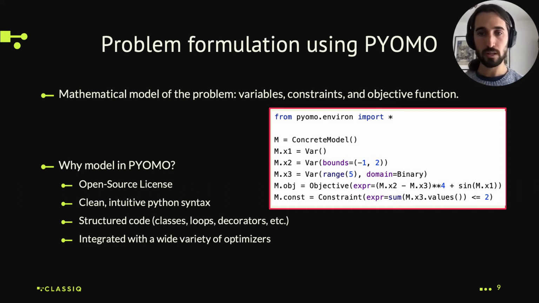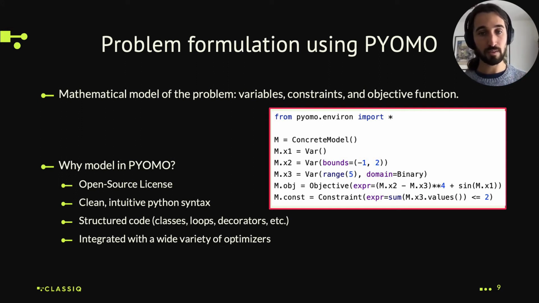Okay, so let's see the small example here. We're going to import all the necessary classes, and we're going to use them. In the second line, we build the general object, a concrete model, and everything goes inside it. This is the optimization model. And we can define variables such as x1, just a general variable, x2, a variable with some bounds, an integer variable, and x3, a vector of variables with 5 entries, where the domain is binary. So this is an example of how we define variables.